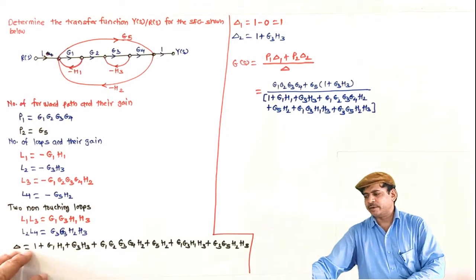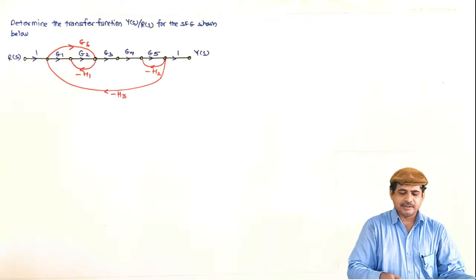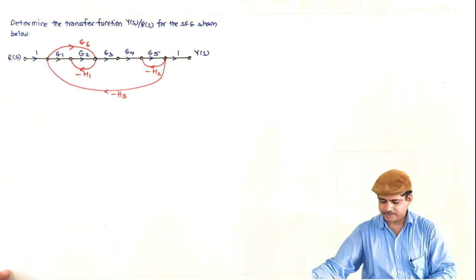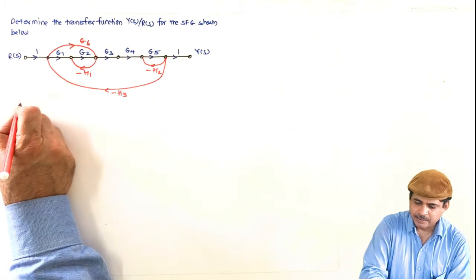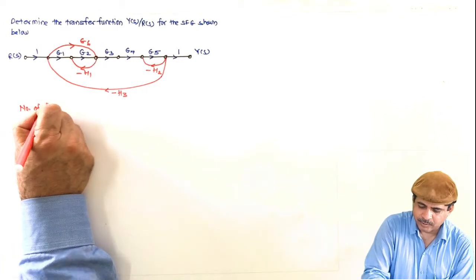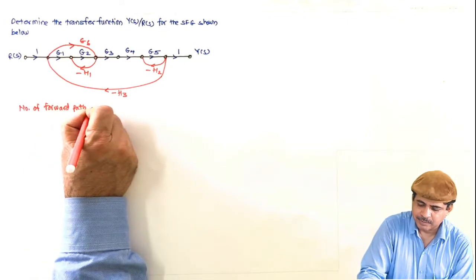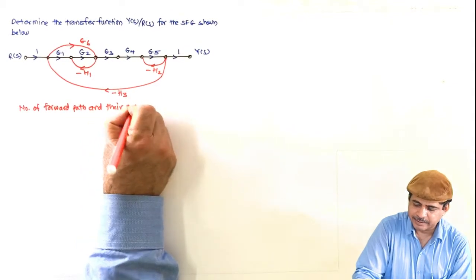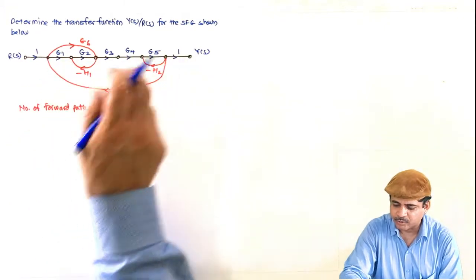Done. Let us solve one more example, and then we will see what is the relation between the block diagram and signal flow graph. So let us start quickly. This is the number of forward paths and their gain. So it will be here, this straight forward.